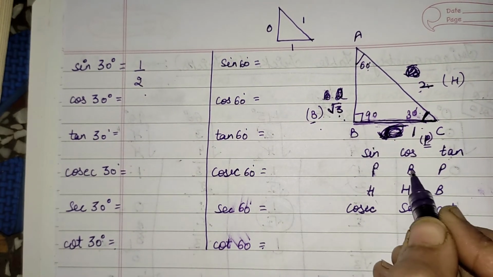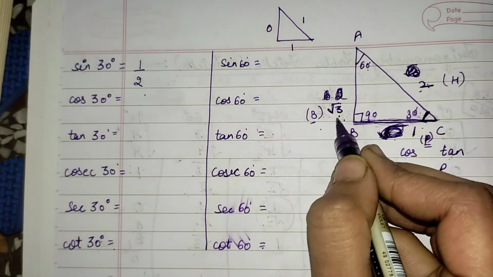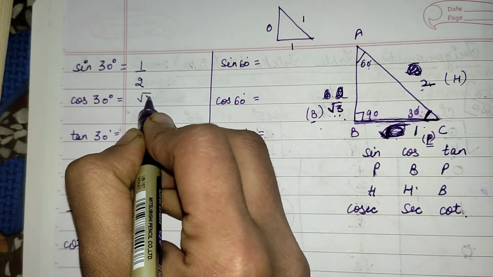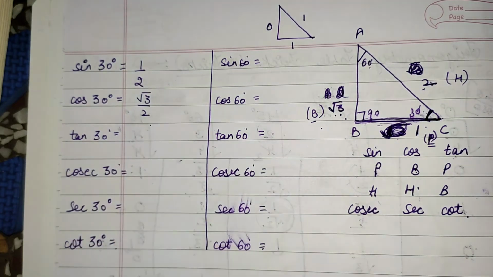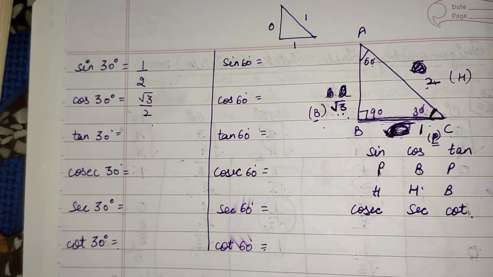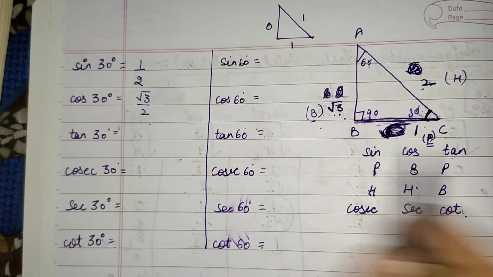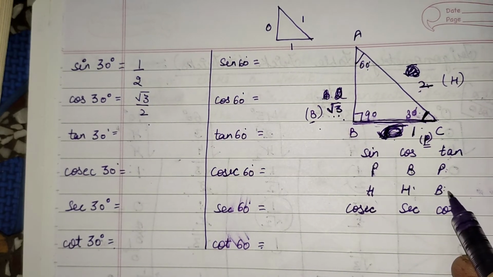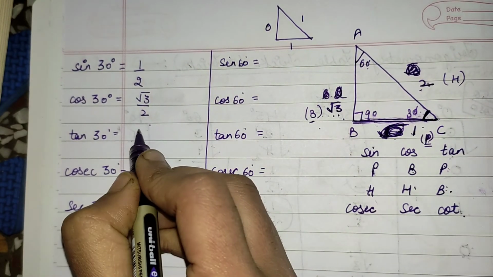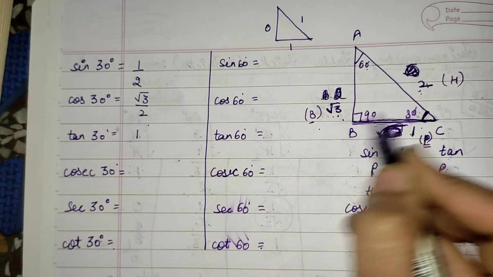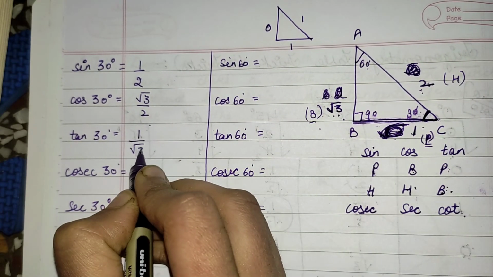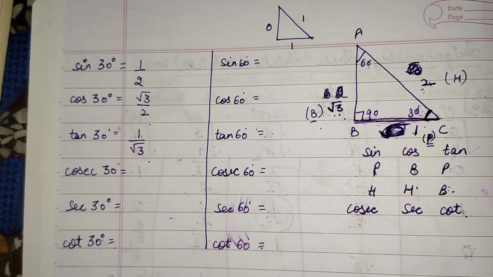Okay, coming to cos 30. Cos 30 is base by hypotenuse. Base is root 3 and hypotenuse is 2. Next, coming to tan 30. Tan 30 is perpendicular by base. Perpendicular is 1 and base is my root 3. This is the value of tan 30.